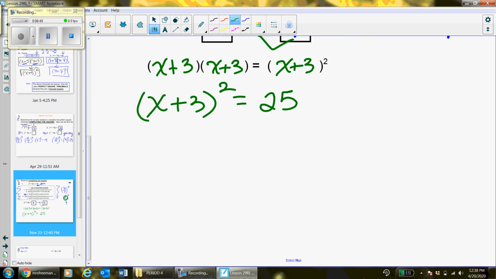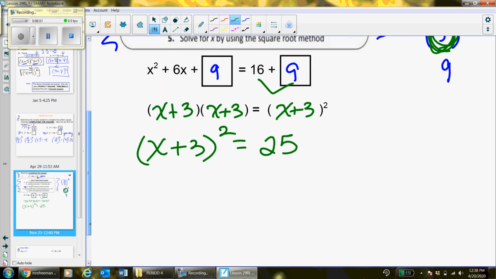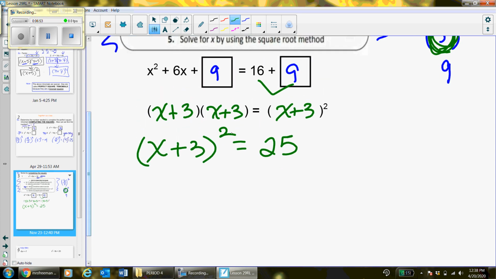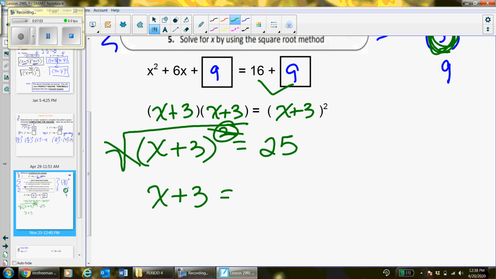All right, so now in order to continue solving for x, in order to get rid of this squared, you do the inverse operations. The opposite of squared is square root, so they cancel out. I'm left with x plus 3. Whatever you do to one side, you do to the other. And remember, when you take the square root of a number, it's a positive and negative root. So x plus 3 equals plus or minus the square root of 25.